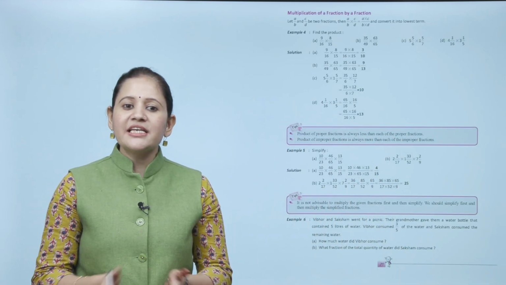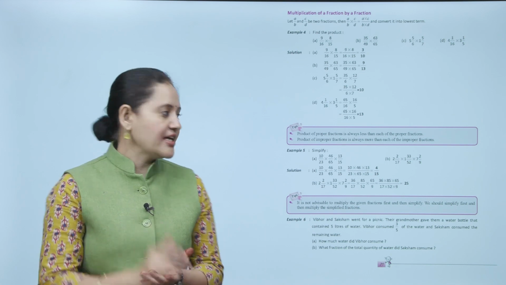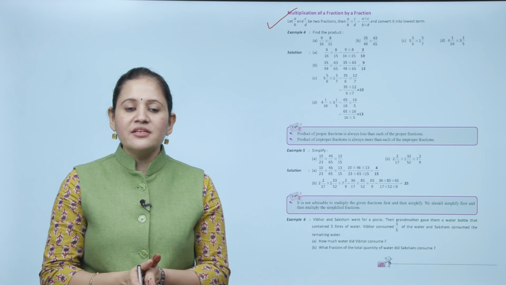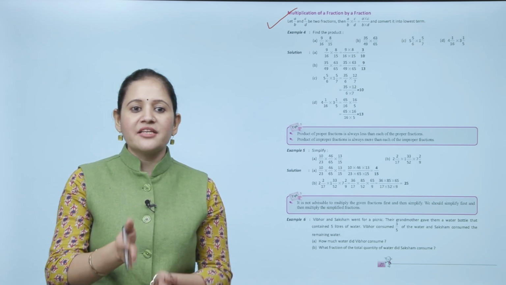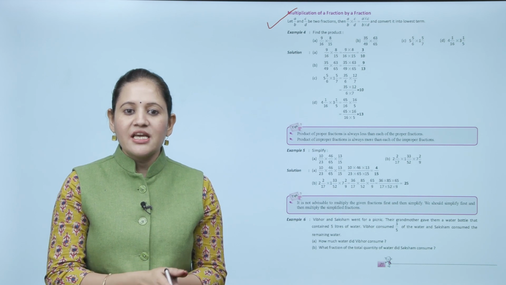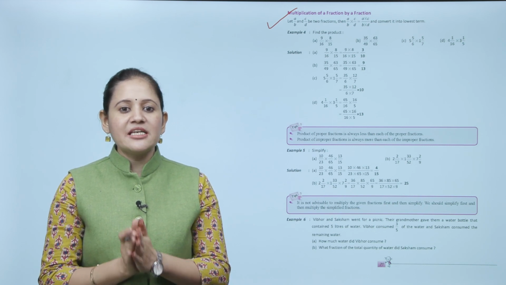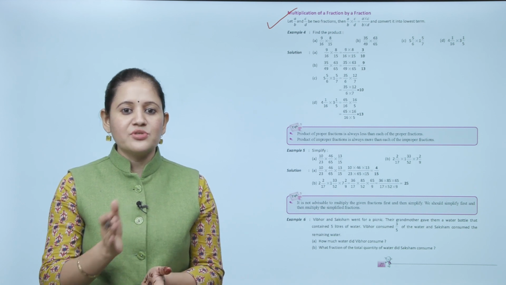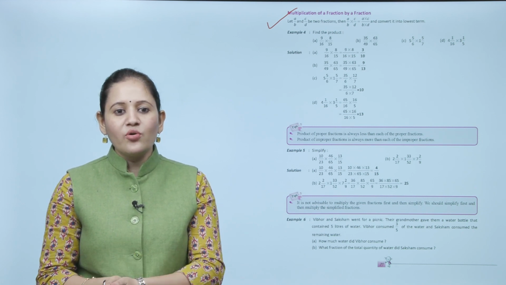Next is multiplication of a fraction by a fraction. Now we will learn how to multiply a fraction by another fraction. Let a upon b and c upon d be two fractions. Then a upon b multiplied by c upon d is equal to a into c upon b into d, and convert into lowest form.